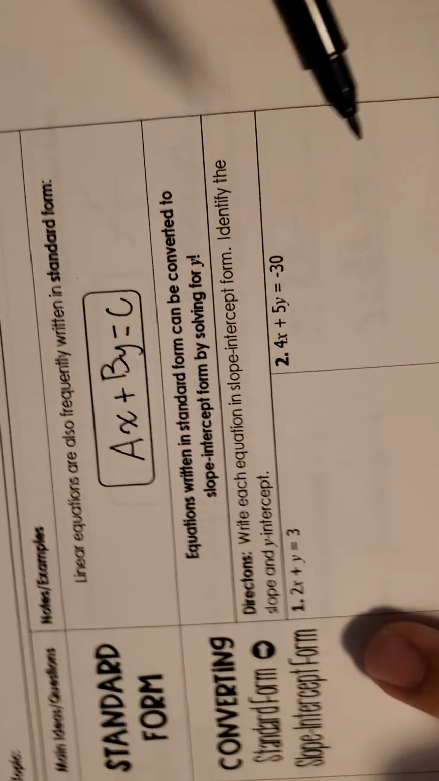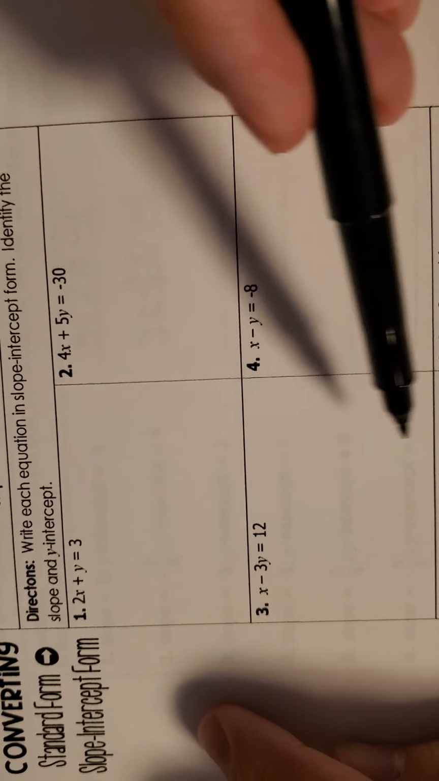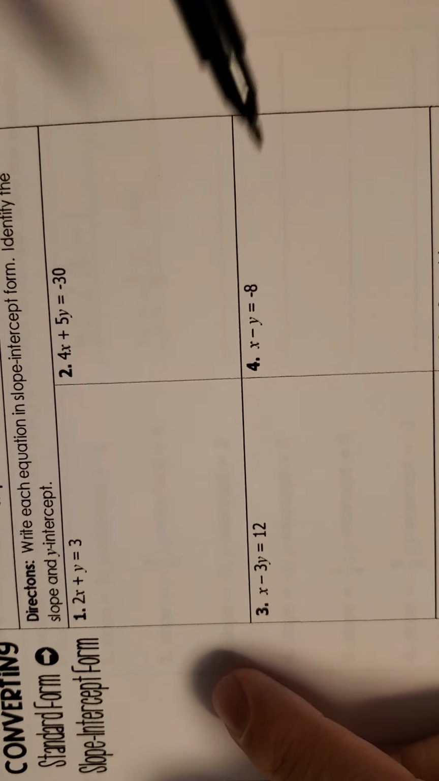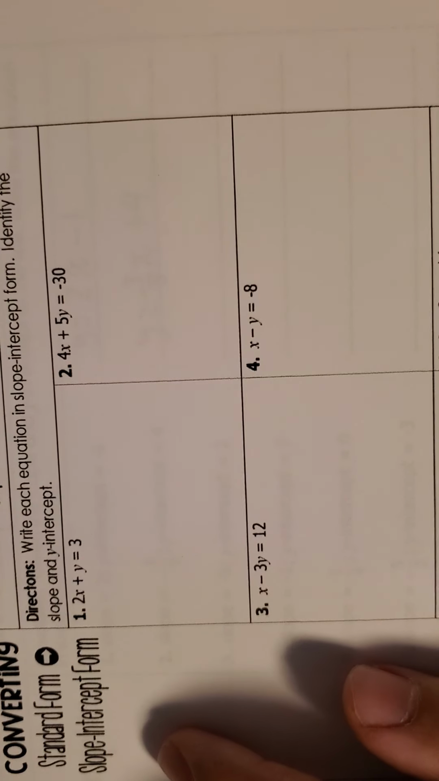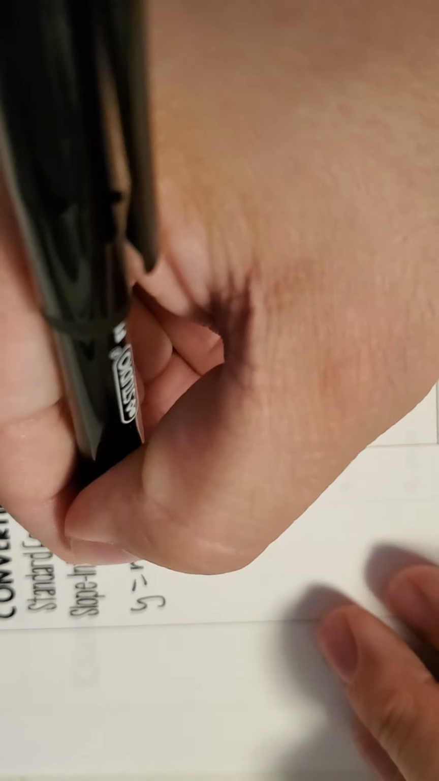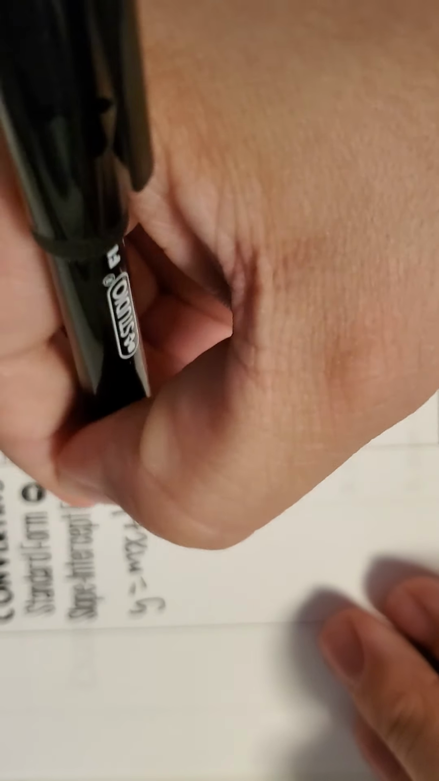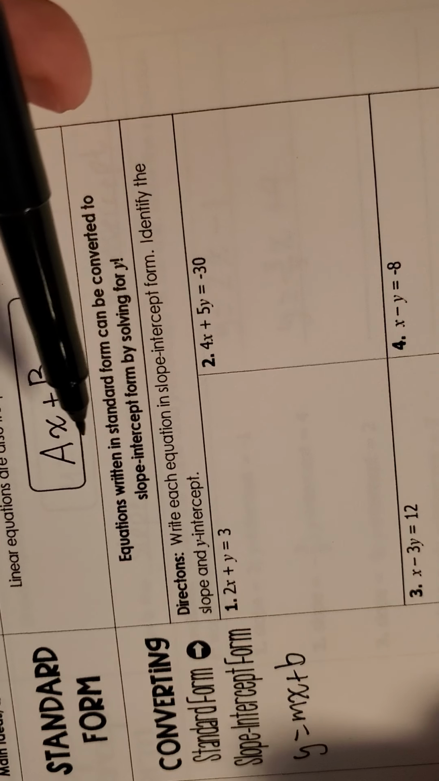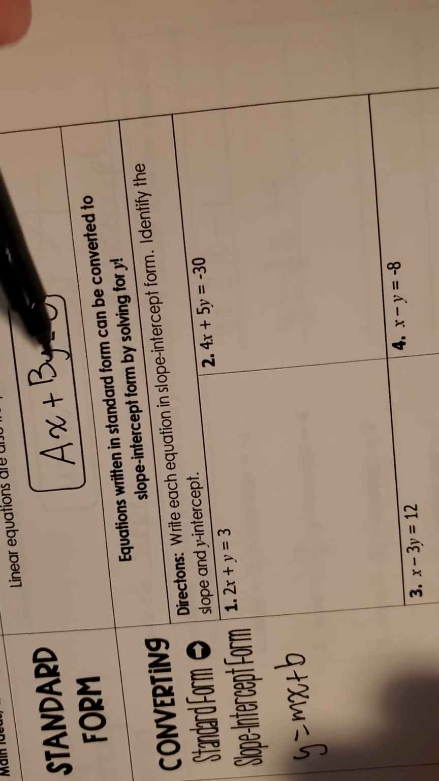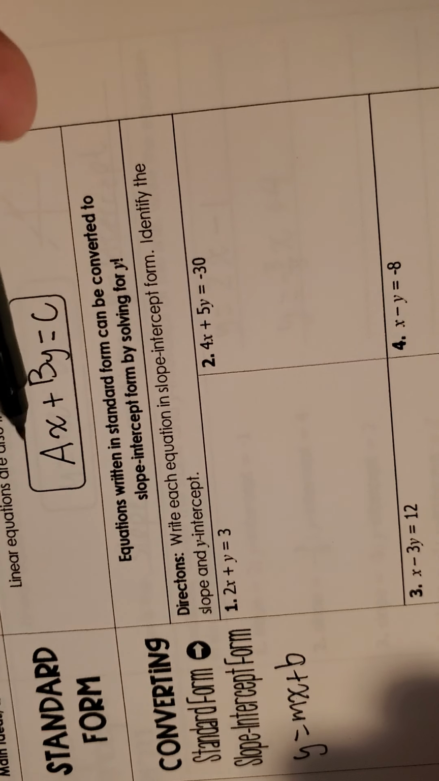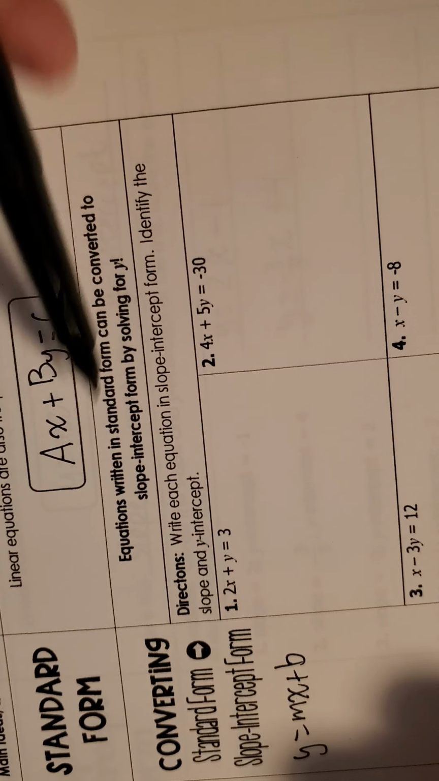Okay, so you can see here that all these questions are in standard form. And what we're going to do is convert them into slope-intercept form. Remember, our slope-intercept form is y equals mx plus b. This big A up here basically represents your run, and this B represents your rise. So in order to find m, we just have to isolate the y so that it is these two over each other.